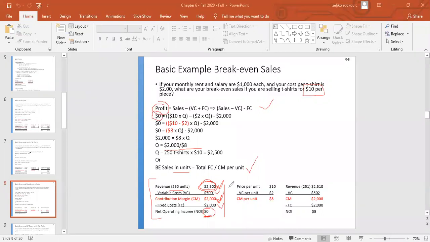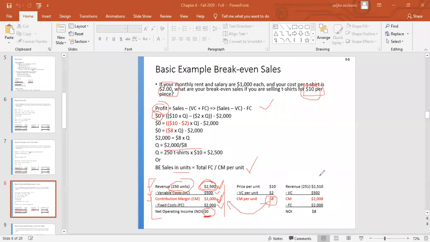Or you're told that your price is 10 and your variable costs are 2. Well, so you know that contribution margin is 8 per unit. Well, 2,000 divided by 8 then should give you 250 units. Because these 250 units are the same for revenue, same for variable cost, same for contribution margin. We discussed this in chapter 1, right?